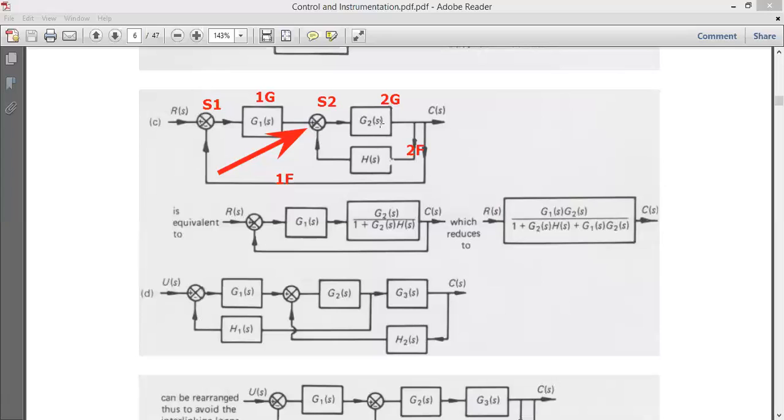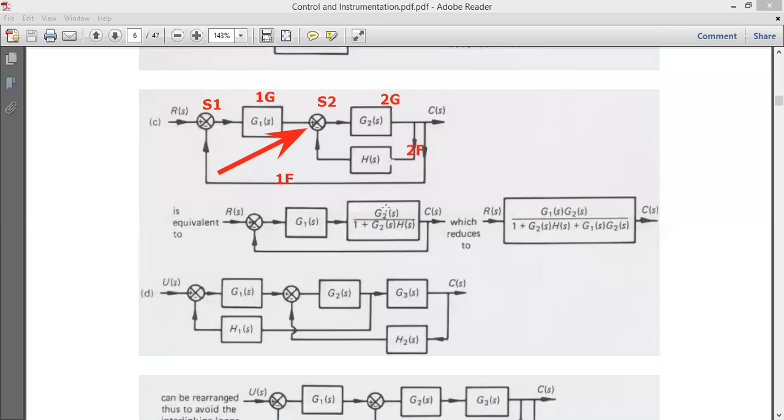That is G2 of S divided by 1 plus, you can see there is a minus symbol here, so it becomes plus. So 1 plus the G block multiplied by the H block. Now this summation gets solved or simplified. Now you can tell this G1 block is in series with this complete transfer function.